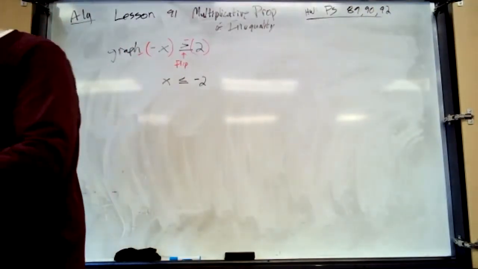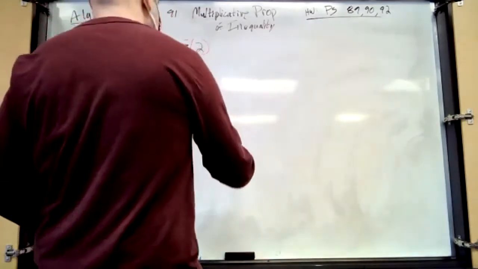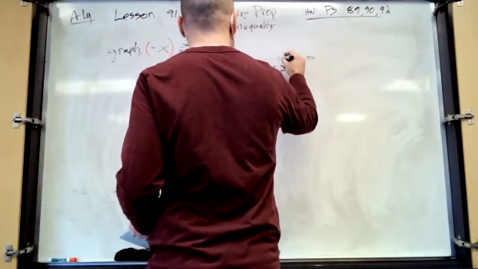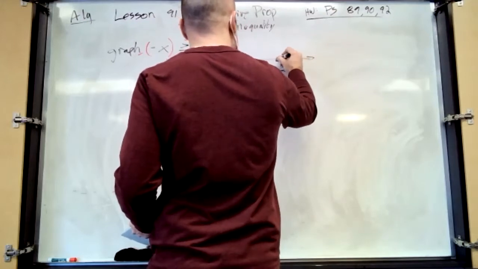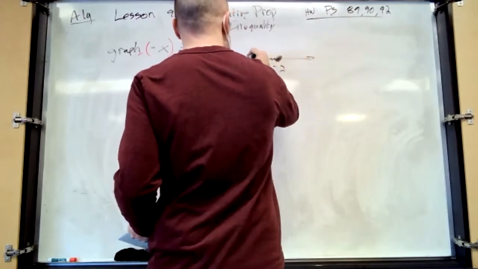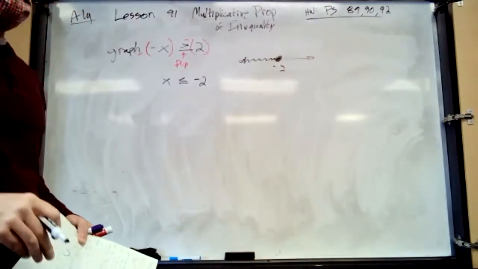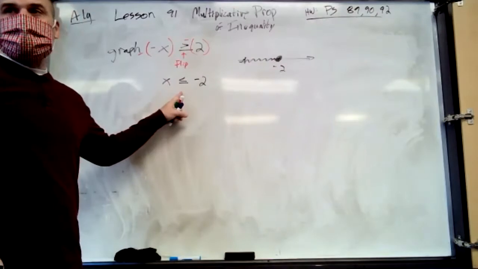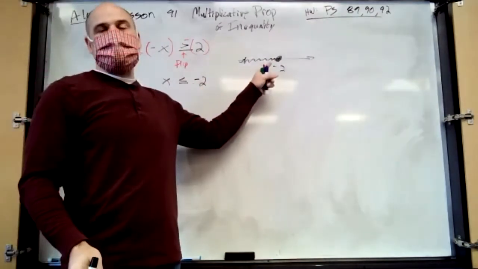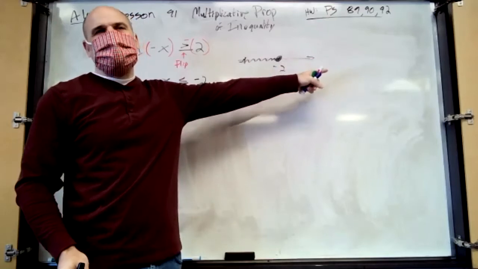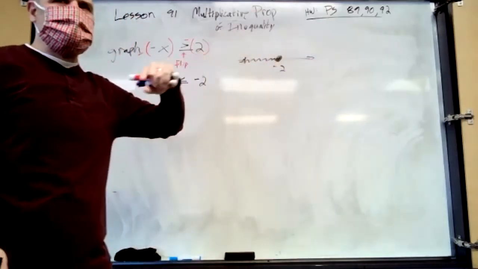Okay? And then, of course, they're going to have you graph it. So throw a -2 up there somewhere. Fill in the dot because it's less than or equal to, and then shade to the left. All right? So I'm going to be looking for whether you flip that. And really what I'm looking for is if you forgot to flip it, it's going to go that way. Okay? So always check your answer to make sure it works.